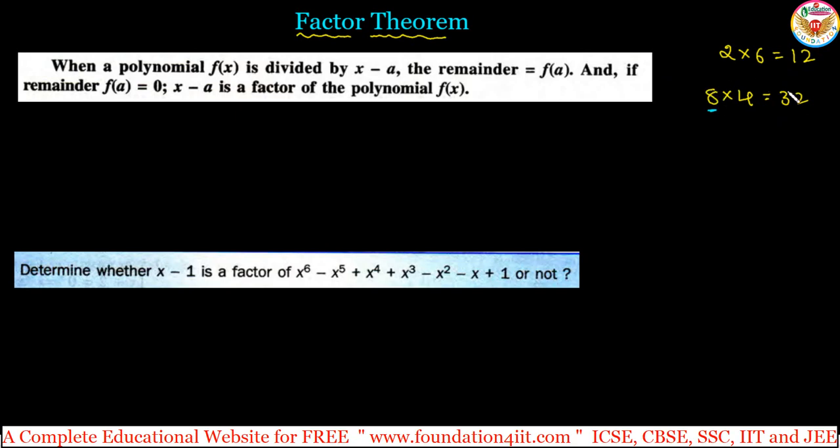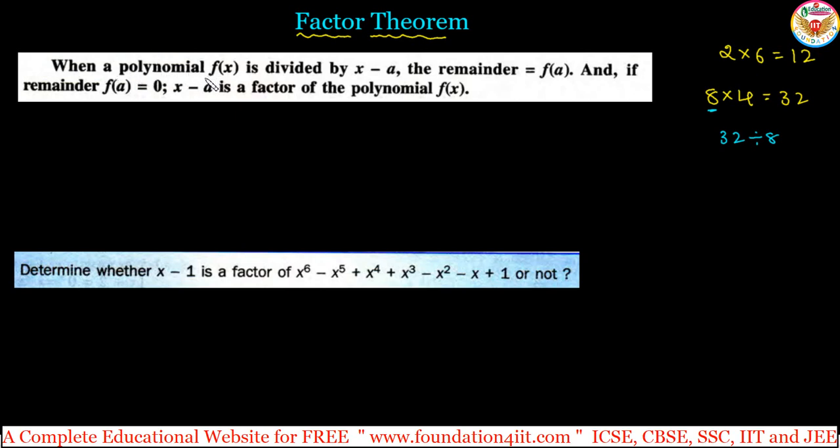If 8 is a factor of 32, it means if you take 32 and divide by 8, you'll get remainder 0. If 2 is a factor of 12, then 12 divided by 2 gives remainder 0. That means if you divide by any factor, the remainder should be 0. So the same concept will apply to polynomials.